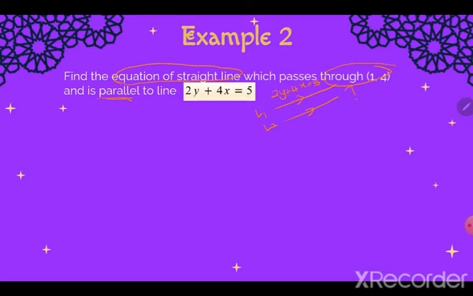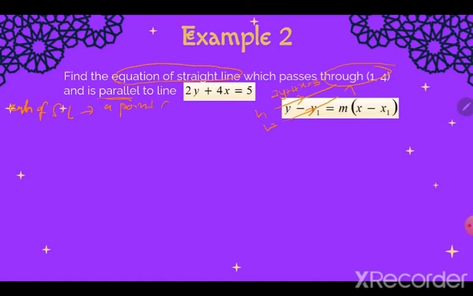So of course, when we talk about the equation of a straight line, we need to deal with this equation, y minus y1 equals m times x minus x1. Remember, for the equation of a straight line, what do you need to have? A point, and of course, a gradient for that line. Since these two lines are parallel, we know that when two lines are parallel, the gradients are the same. So if the gradient of line 1 is, let's say, negative 1, then the gradient for line 2 is also negative 1.